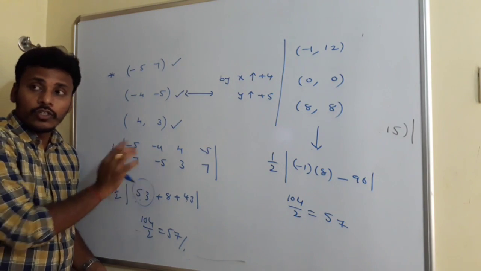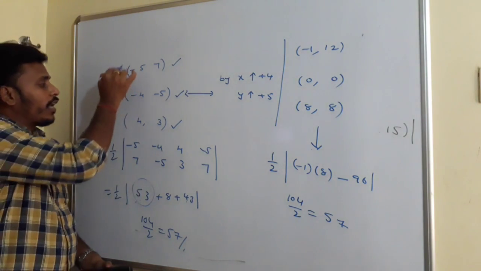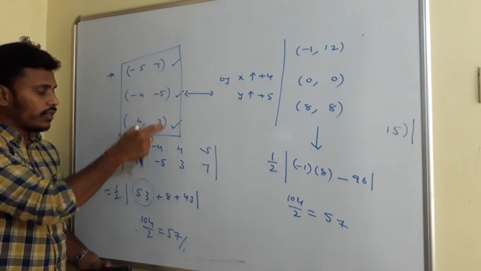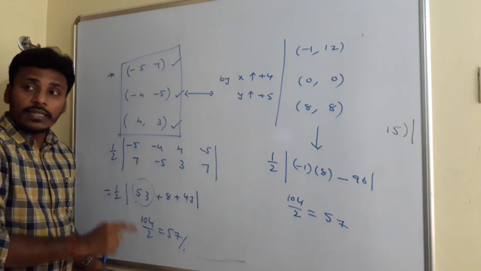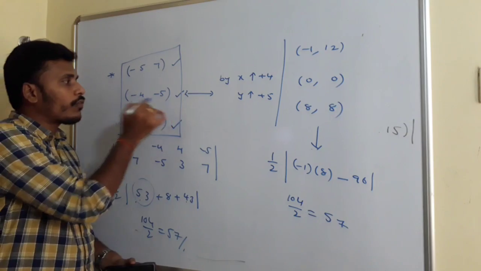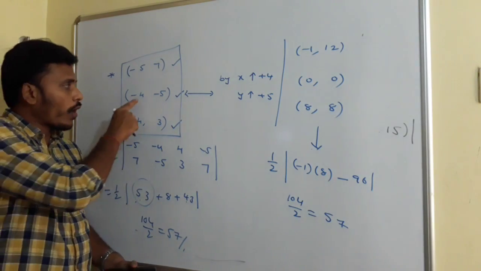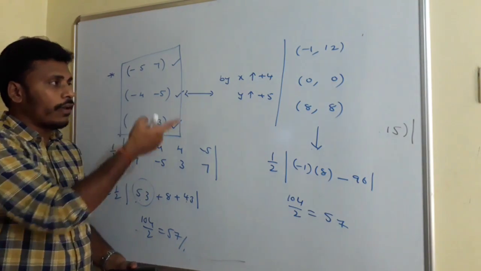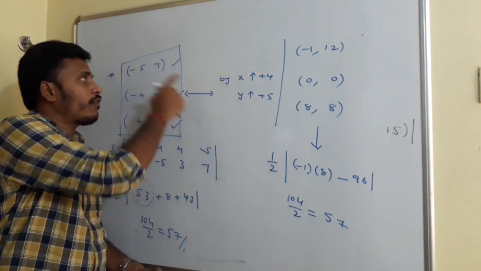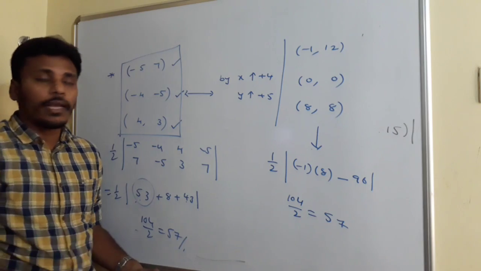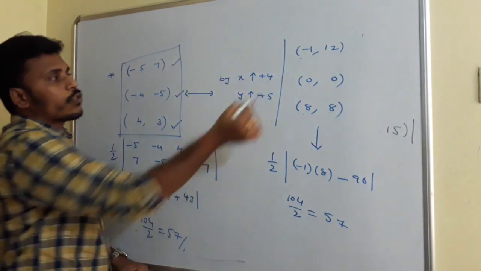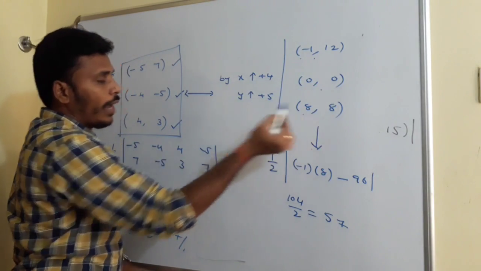So to find the area of the triangle formed by these 3 vertices, we have 2 techniques. One is using the regular procedure, and the other is making any one vertex 0 comma 0. If you wish to convert this vertex to 0 comma 0, raise the x coordinate by 4 and the y coordinate by 5, then it becomes 0 comma 0. You need to apply the same transformation for these 2 coordinates also. Then it becomes minus 1 comma 12 and 8 comma 8. Now we have 3 vertices: minus 1 comma 12, 0 comma 0, 8 comma 8.